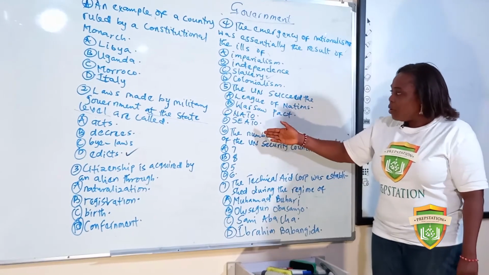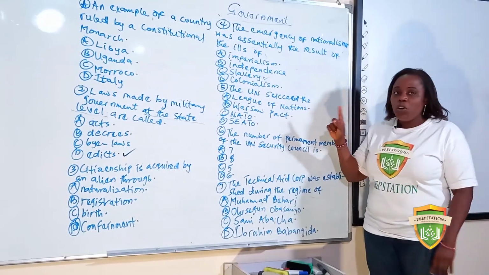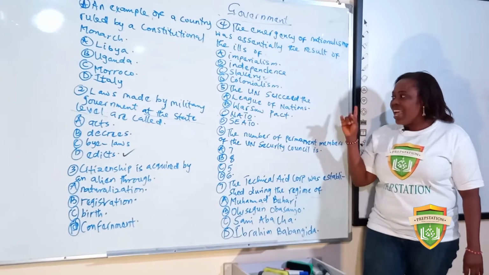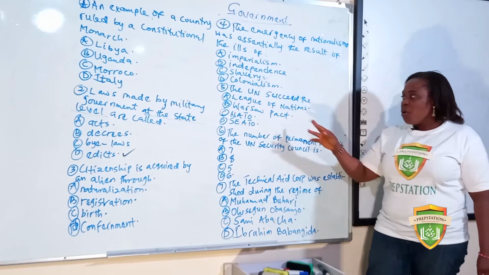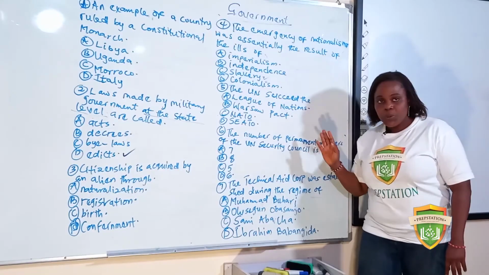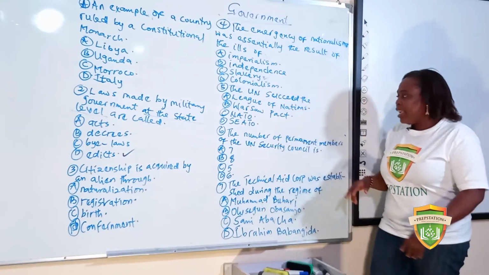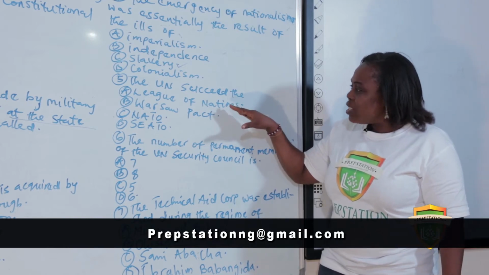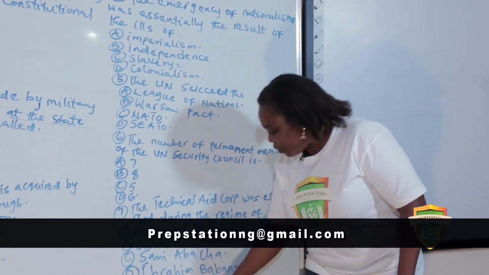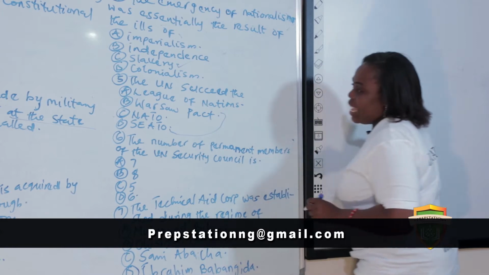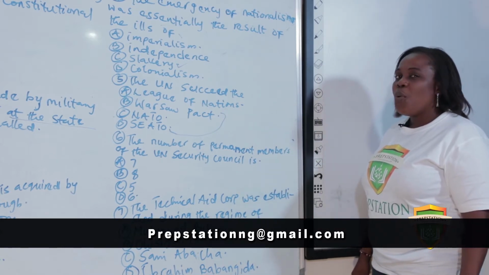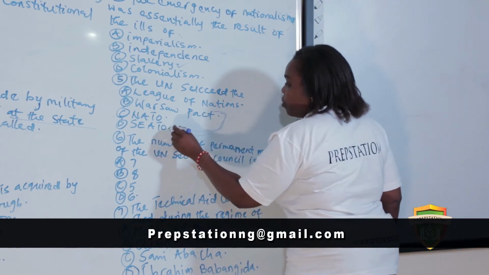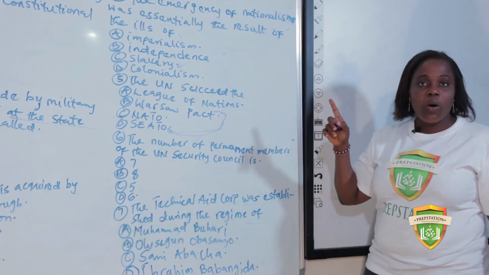Look at this word, NATO, and all that, it's been abbreviated. So I want you to be conscious of this. Now let's go back to our question. It says, the UN succeeded the dash. A, League of Nations, Warsaw Pact, NATO, Seattle. This particular organization did not exist before this one. These three organizations existed after the Second World War. So take note of this.